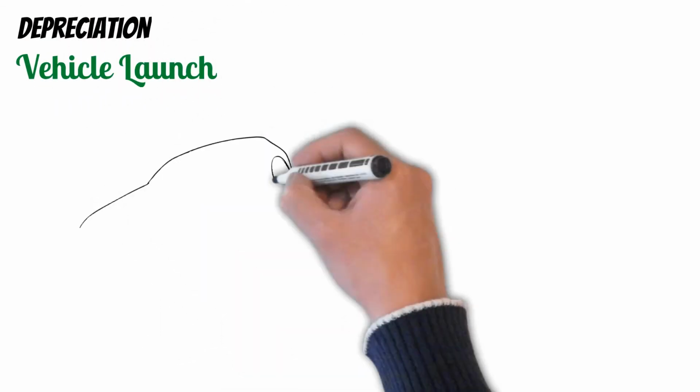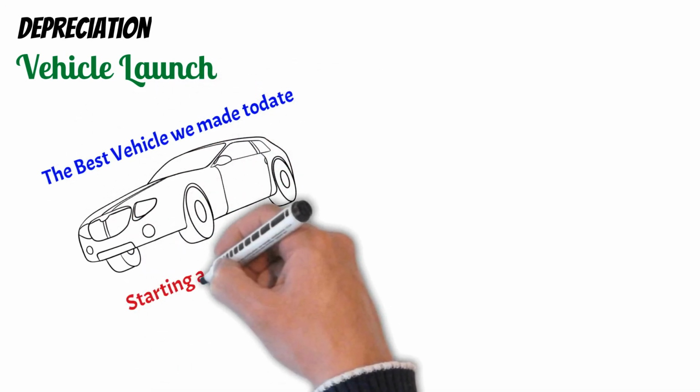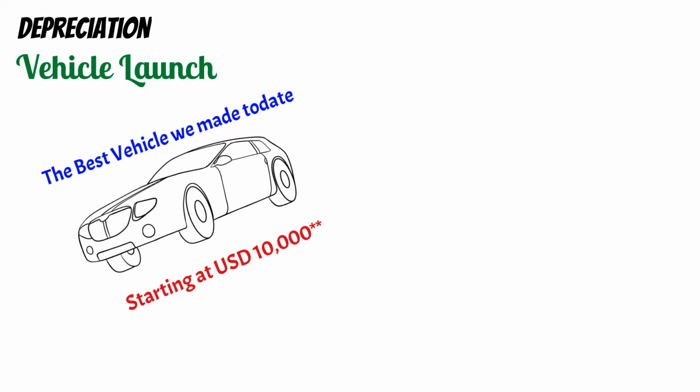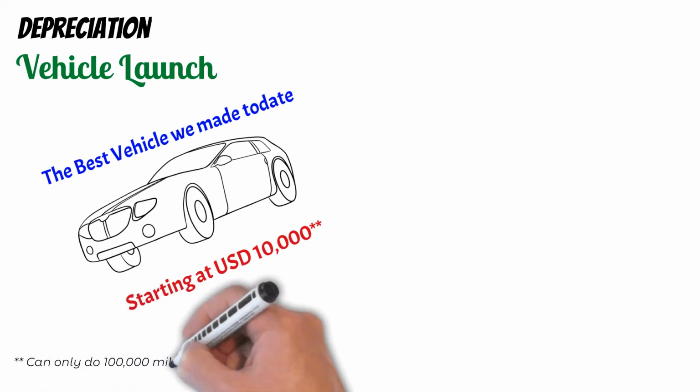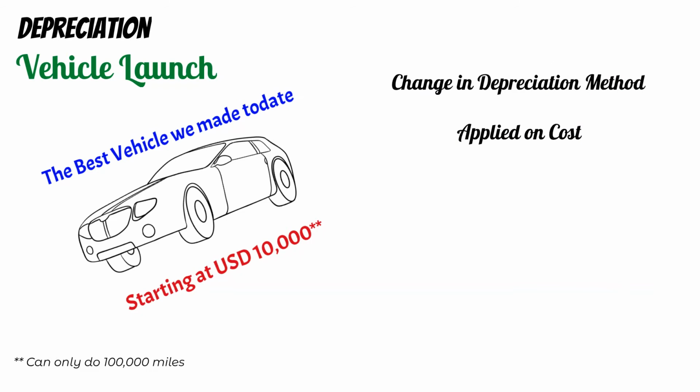There's a new car in the market, and the brochure says all the great things about it. Pretentious stuff mainly. Oh, it's the best vehicle we've made to date. However, in the fine print, you find that the car can only do 100,000 miles. No matter what you do, it won't work after that. Now, we change the depreciation method a bit. It's the same as straight line method with a minor tweak.